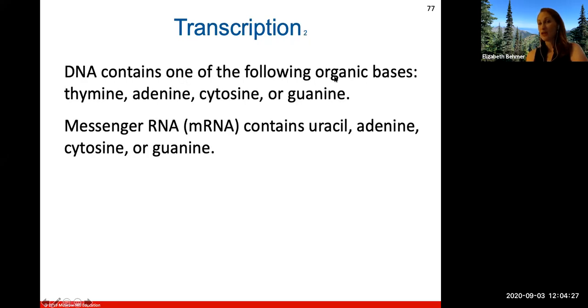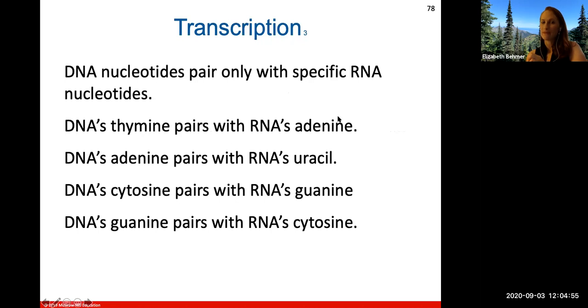DNA contains one of the following organic bases: thymine, adenine, cytosine, and guanine. And these bases will bind the two strands of DNA together. Messenger RNA contains all the same bases except uracil will replace thymine. So messenger RNA contains uracil, adenine, cytosine, or guanine. And DNA nucleotides only pair with specific RNA nucleotides.